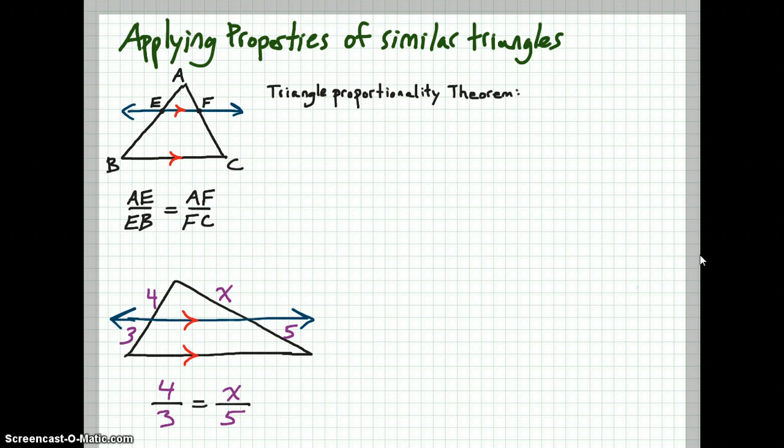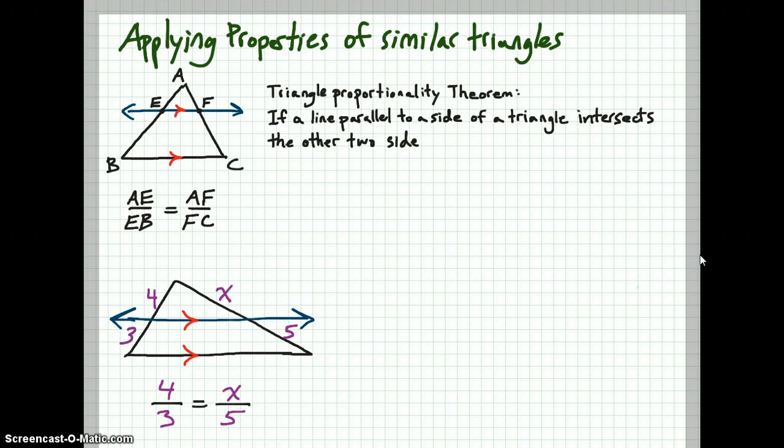So this is called the triangle proportionality theorem, and you'll definitely want to write that down. Feel free to pause the video at any time if you need me to slow down. So it says that if a line parallel to a side of a triangle intersects the other two sides, and we can see that that is the case for both of these. This line here is parallel to BC as indicated by these red birds on a wire. Again, parallel to this, indicated by red birds on a wire.